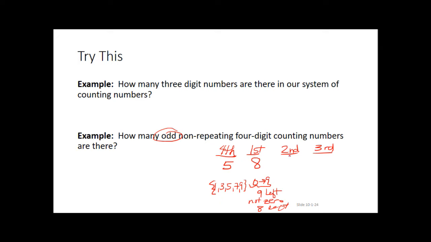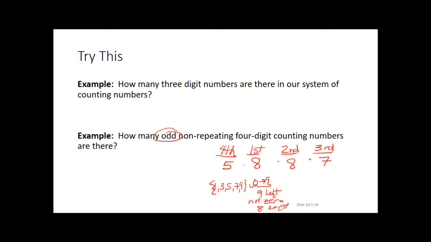Now, for the second and third digit, we don't have that 0 restriction. So all we know is we've picked some odd digit for the fourth and we've picked some non-zero digit for the first. And now that leaves, out of the 10 digits total, we still have 8 left. And then for the third digit, we still have to take into consideration that we've used 3 distinct digits at this point that we can't use again. So that means that out of the 10 digits overall from 0 through 9, there's 7 left.